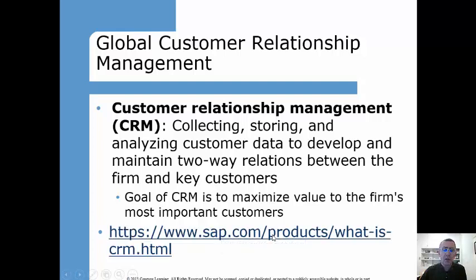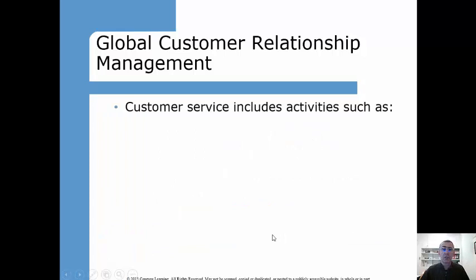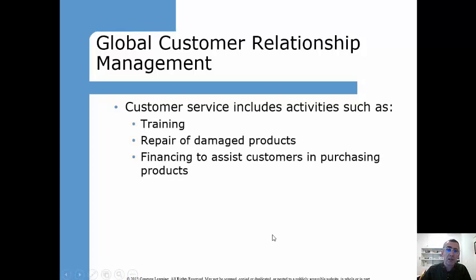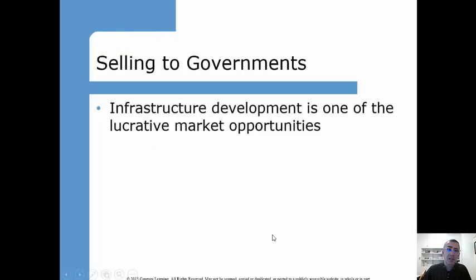SAP is a German firm that is one of the world leaders in CRM, if you're interested in looking that up. Customer service includes activities such as training, repair of damaged products, finance to assist customers in purchasing the product, and complaint resolution. Again, going back to selling to government, infrastructure development is one of the most lucrative market opportunities. I know we talked about that in this class. Ask yourself, at what point did we talk about big infrastructure development in the world?